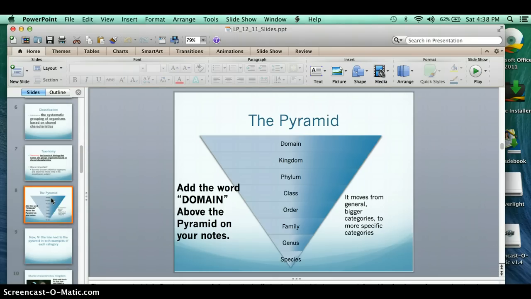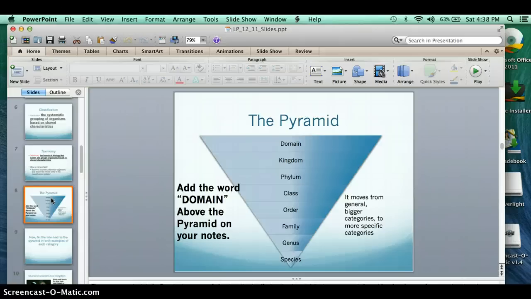Okay, now you're going to fill in your pyramid on your notes. At the top, you're going to put the word domain, and then you're going to keep continuing down. This is the pyramid of taxonomy, and we're going to go through each part of this pyramid. The pyramid moves from general bigger categories of animals to more specific categories of animals. Like you see at the bottom, species is at the bottom because that's a very specific category of organisms. In fact, all the organisms are very, very similar to each other in the same species.